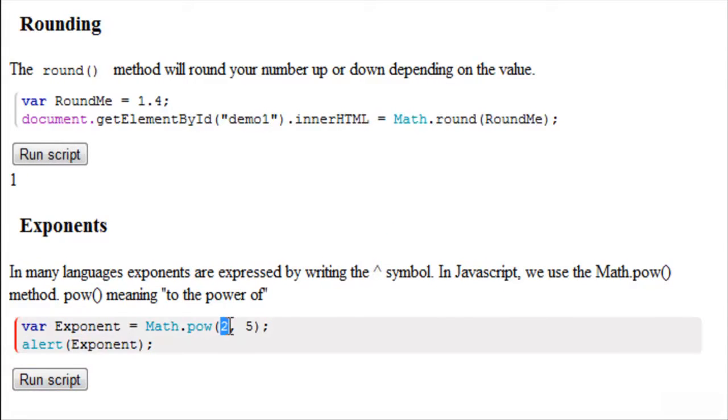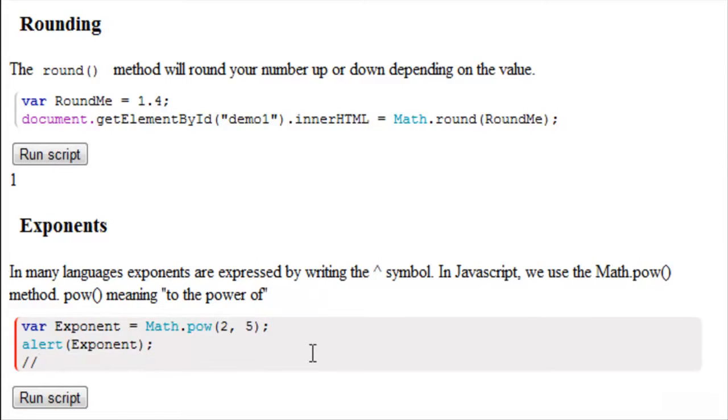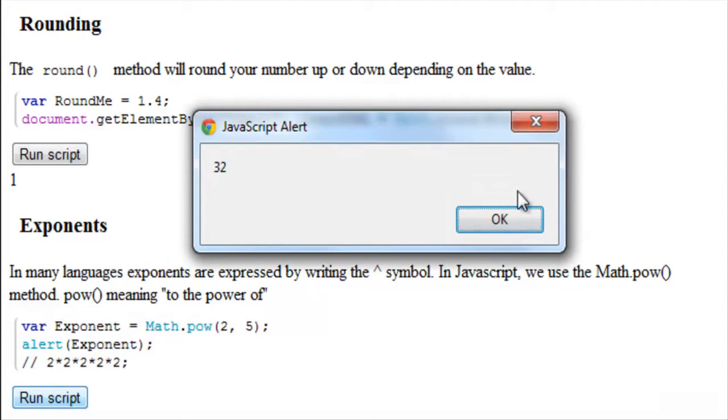So this is our base number, and this is our exponent. What this means is 2 times 2 times 2 times 2 times 2. 2 times 2, do that 5 times. And what you'll get is 32.